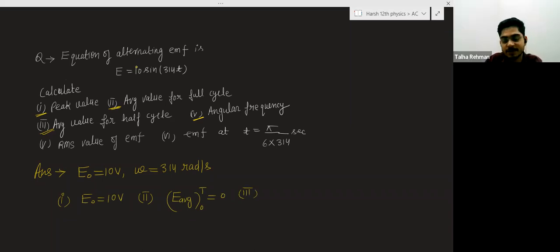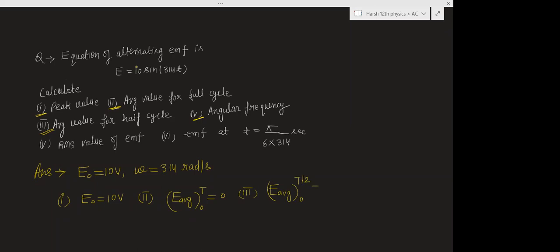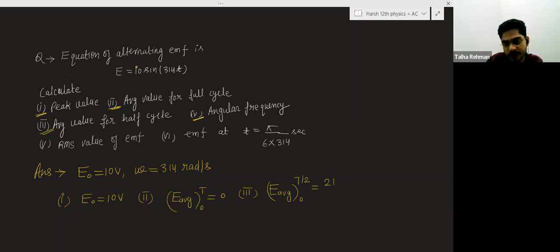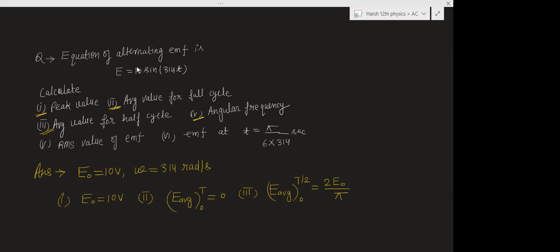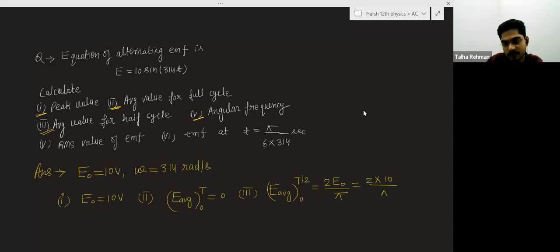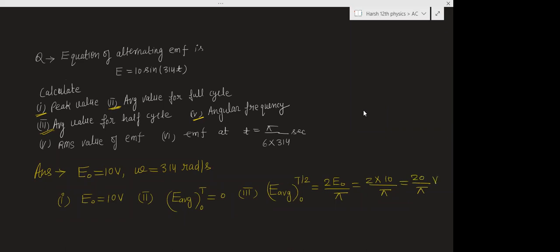Average value for half cycle means 2 epsilon 0 by pi, that is 2 into E naught divided by pi. What is E naught? 10. So it will become 20 by pi volts. Third part, this is third.